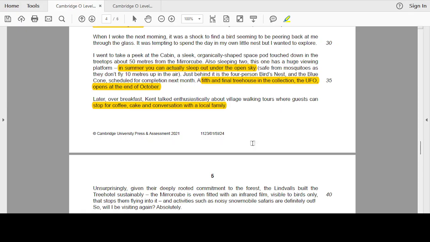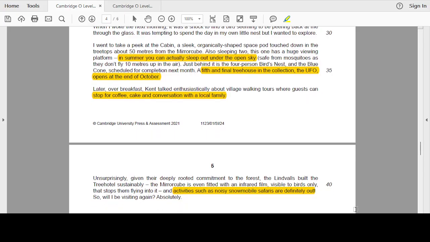Anything from the last paragraph? Activities such as noisy snowmobile safaris are definitely out. This part? Okay.